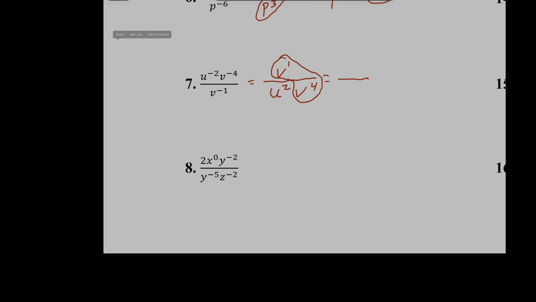So when that happens, we subtract, keep it on the side with more. So on the bottom, I already have a U2. That's going to stay there. And then the V, 3. And then I leave a 1 on top.